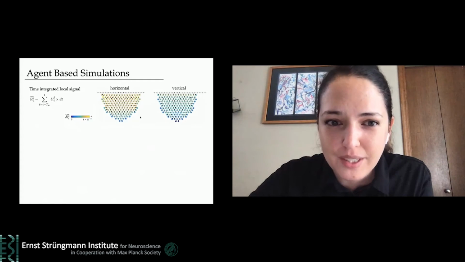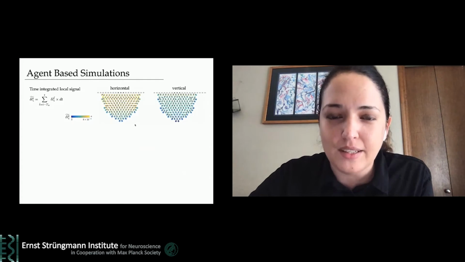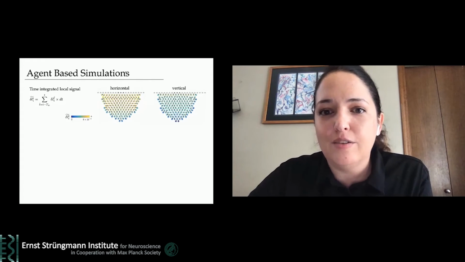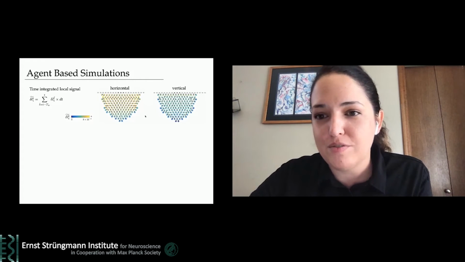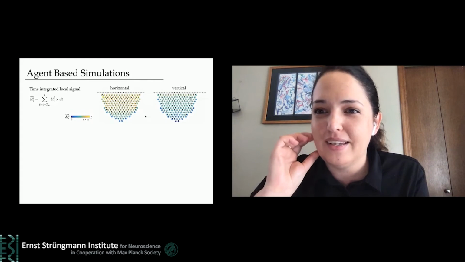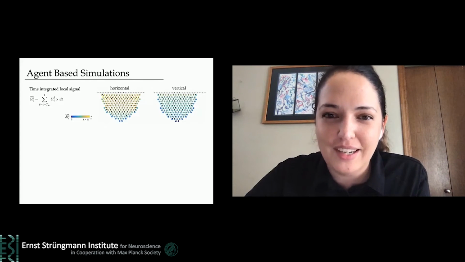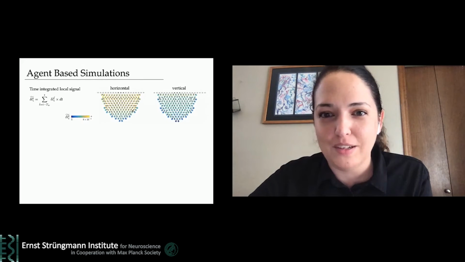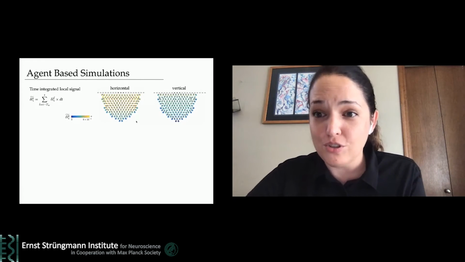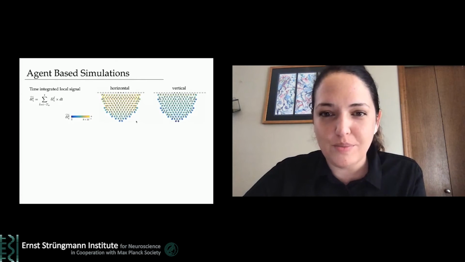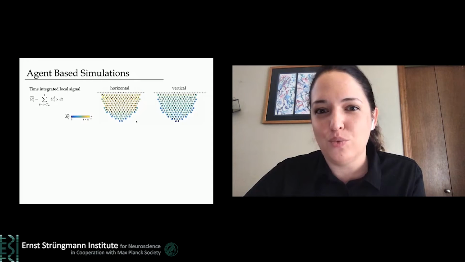And what I'm showing you here is the sum of that signal that is represented by the color scale here. Blue again is low, yellow is high, for a horizontal swarm as well as a vertically shaking swarm. So you can already see that there is more of that signal happening for a swarm that is being shaken horizontally.